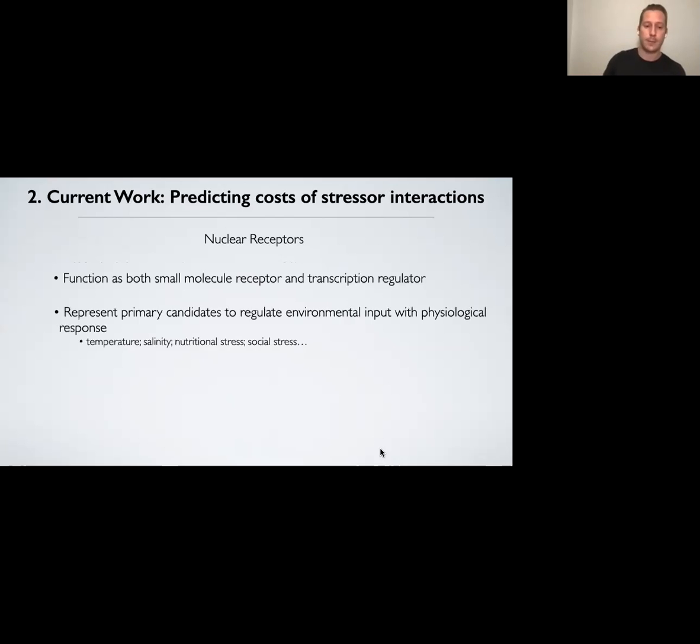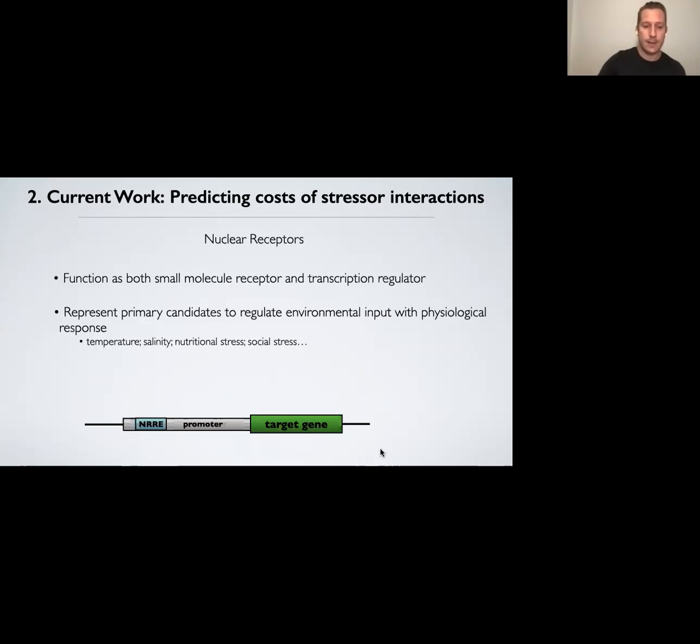And they thereby represent ideal candidates to integrate environmental inputs with cell and tissue level responses. It's also interesting because many of them are already known to be involved in a number of plastic responses to environmental stress. Thyroid receptor is a perfect example based on what we just talked about. So nuclear receptors generally act to either repress or activate gene transcription.